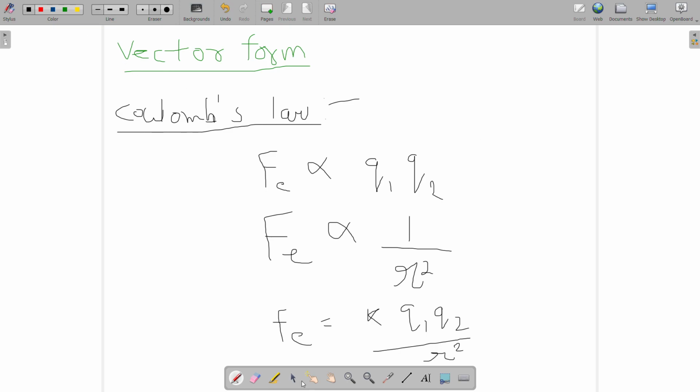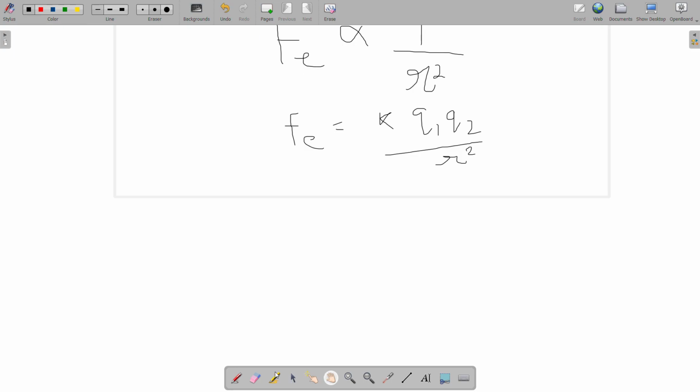Now the thing is, this K here is called Coulomb's constant, and it has a value. It is generally written as K is equal to 1 upon 4 pi epsilon naught. This epsilon naught is called the permittivity of free space. There is another thing called mu naught, the permeability of free space. I think I told you about this. I don't really remember. It's been a long time.